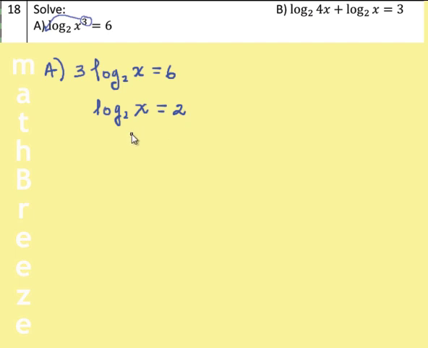And now let's put this in exponent form. So we have 2 to the exponent 2 is equal to x, or x equals 4.